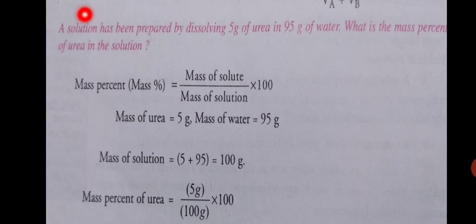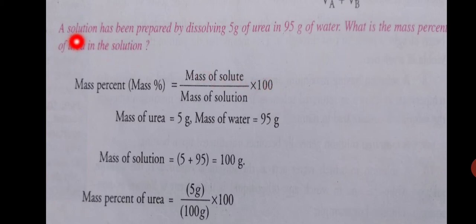So what are the given quantities? We know that both are given in terms of mass. So we use the first formula. What is the formula? Mass percentage or concentration of the solution is mass of the solute divided by mass of the solution into 100.